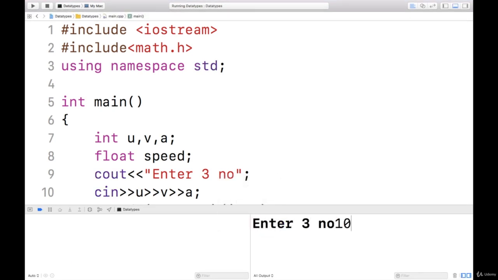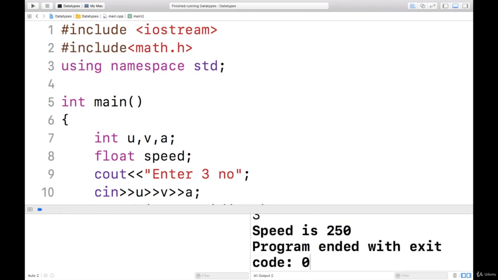Initial velocity is 10, the final velocity is 40 and the acceleration is 3. So speed is 250. That's it. These are a few sample programs. More programs I'll be giving as an exercise. You solve them and practice the programs.